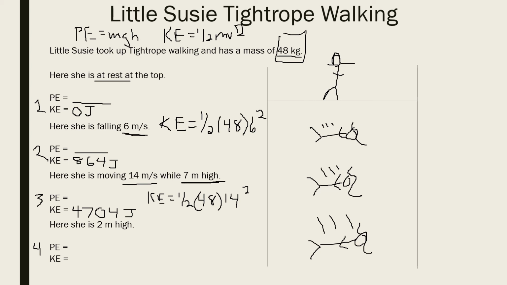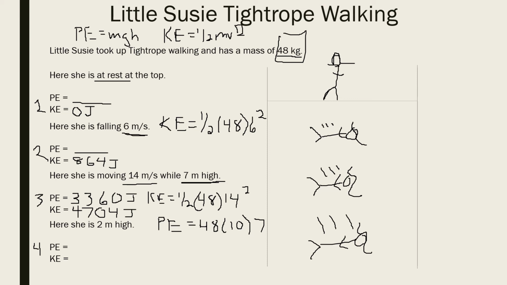What can I do with the 7 meters high? Oh, with a height, I can use the PE equation. PE equals mgh. The mass is 48. The g is 10. The height is 7. 48 times 10 times 7. And I just type that in my calculator, and I get 3,360. Okay, I filled in what I knew there.